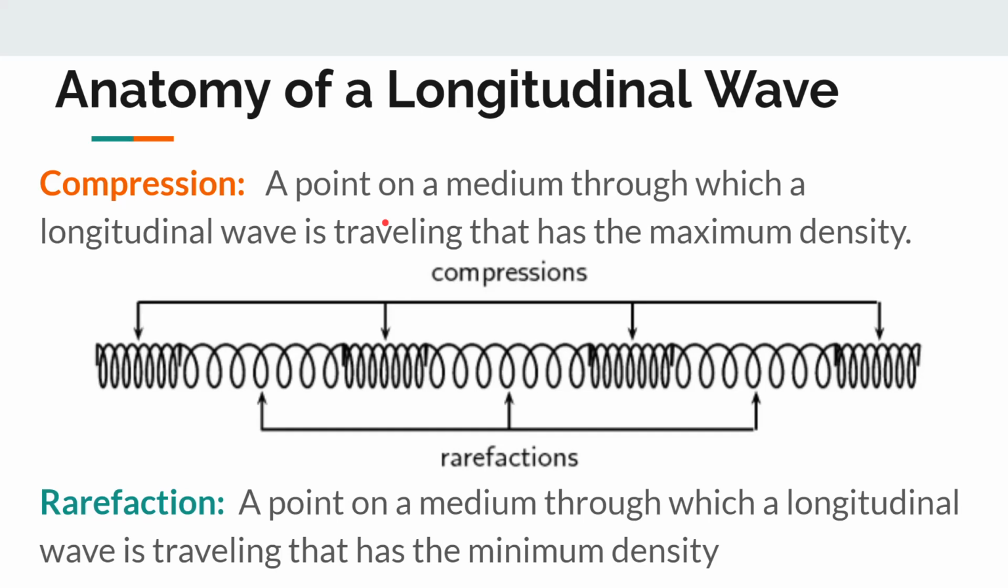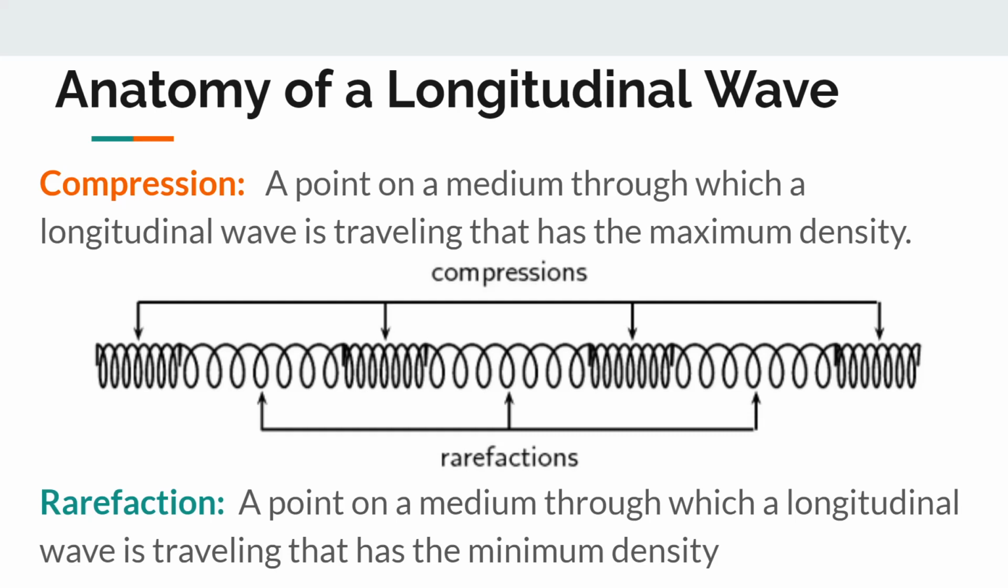So just like we can label crests and troughs on a transverse wave, we can also label the parts of a longitudinal wave. Those parts are called compressions and rarefactions. A compression is a point on a medium through which a longitudinal wave is traveling where you have maximum density, where things are compressed and close together, like in the slinky, where the slinky is close together.